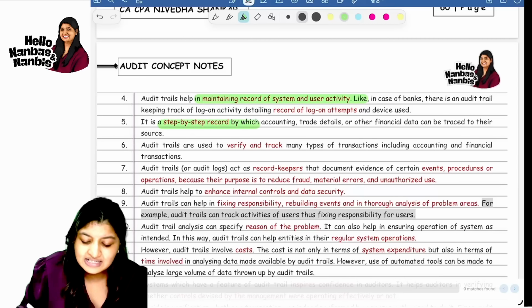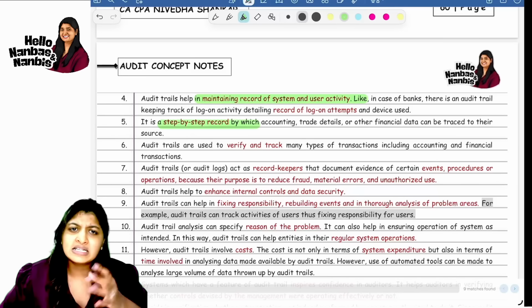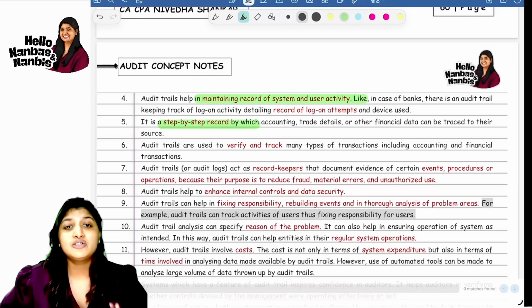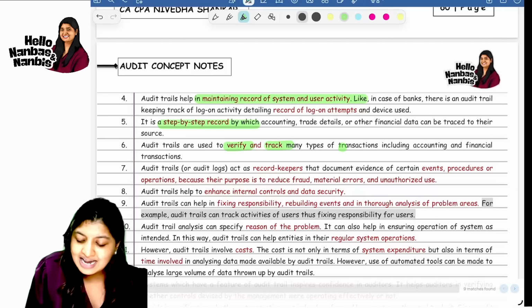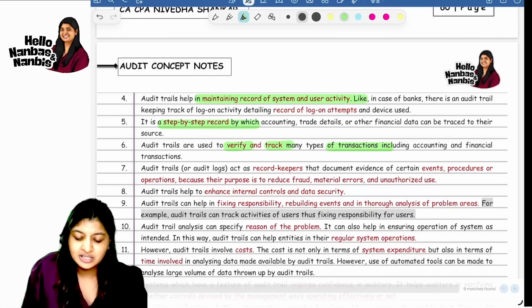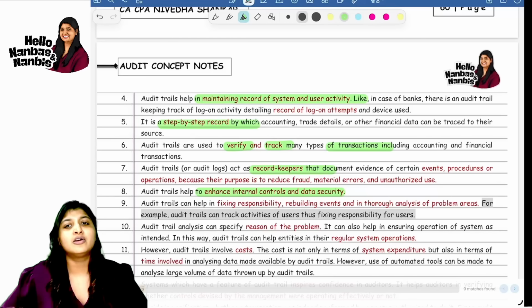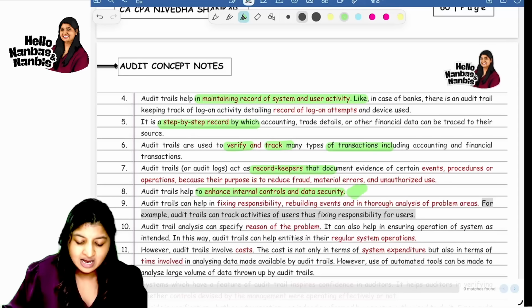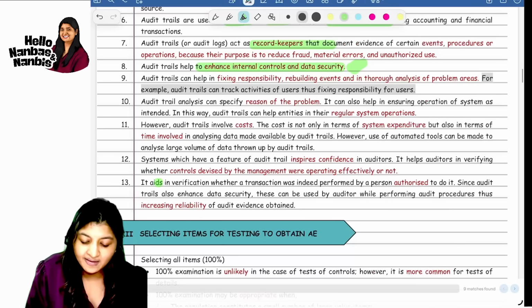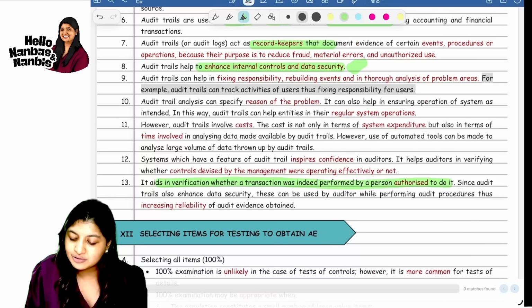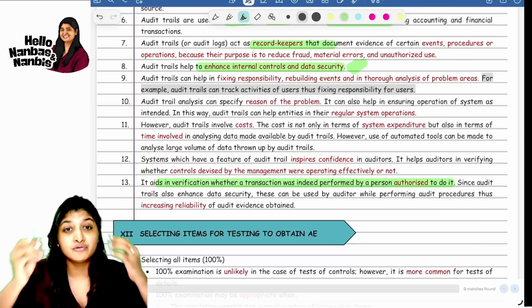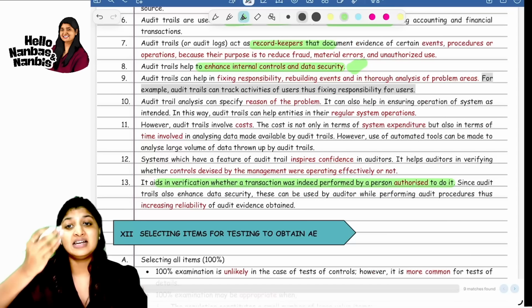It is a step-by-step record by which accounting, trade details and other financial data can be traced to its source. It is used to verify and track many types of transactions. They are record keepers. Audit trails help to enhance the internal control and increase the data security. Data security point is also here. It aids in verification whether the transaction was indeed by the person who is authorized to do so. So audit trails enhance the data security.